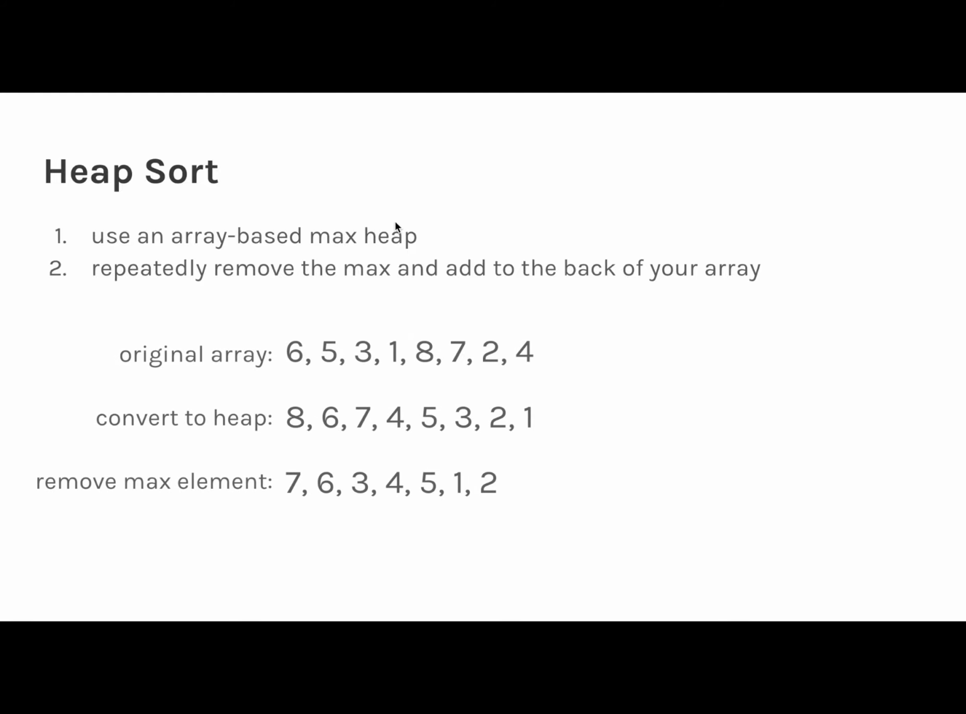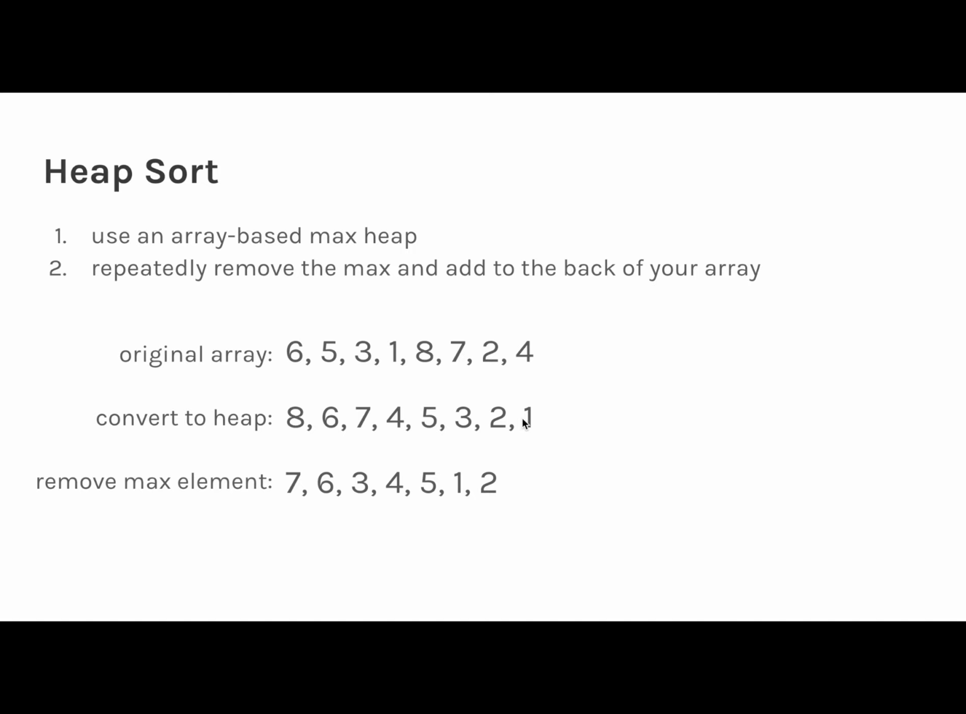I have an example here. So say this was the original array. First step is to convert it to a heap, an array-based heap. And you can actually do this in linear time. It's called heapify. And the way you do it is you just call sink or bubble down on every single element in your heap. And there's a proof on why that's linear. You don't really need to worry about it.